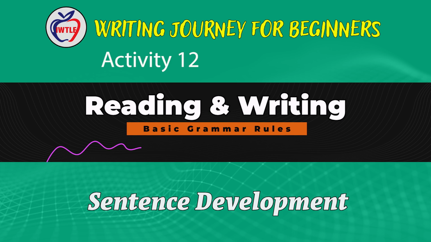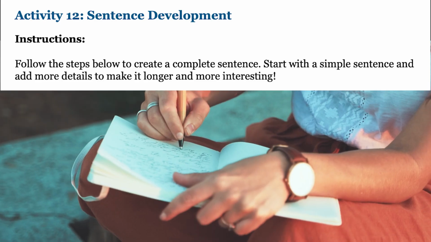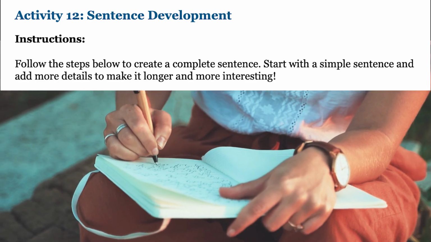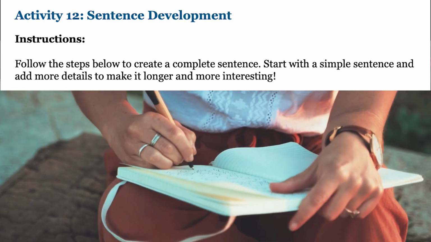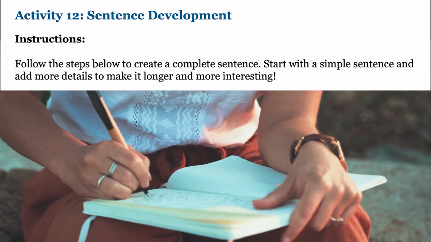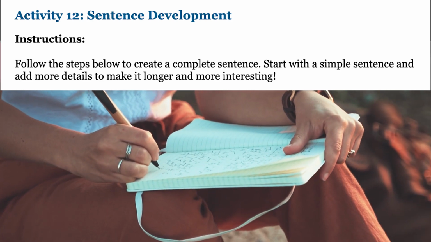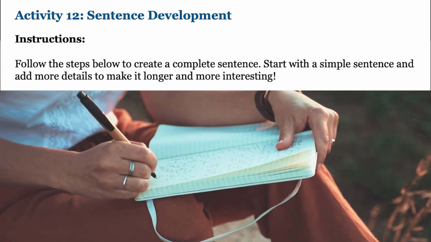In Activity 12, we will focus on sentence development. Follow the steps to create a complete sentence. Start with a simple sentence and add more details to make it longer and more interesting. Follow along in your textbook and write variations of the samples we cover.